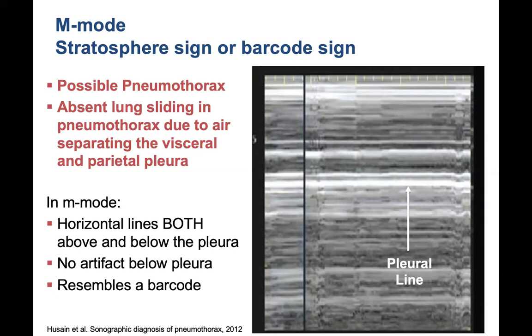So again, in M mode or motion mode, you will see horizontal lines both above and below the pleura. You won't see that artifact below the pleura because the ultrasound beam is not sensing that movement of the lung. And again, this is called a stratosphere sign or barcode sign because it resembles a barcode.